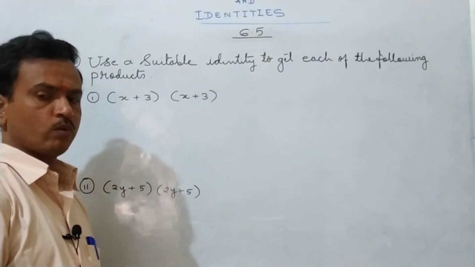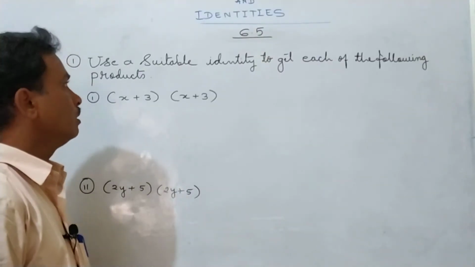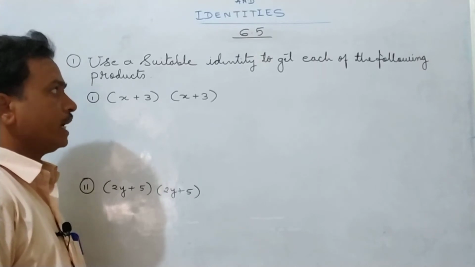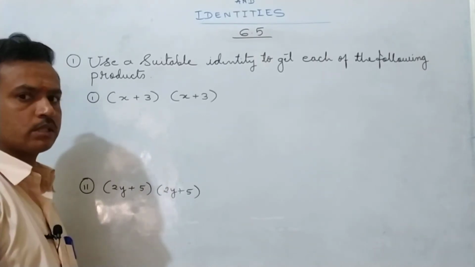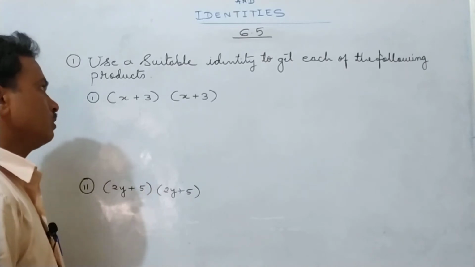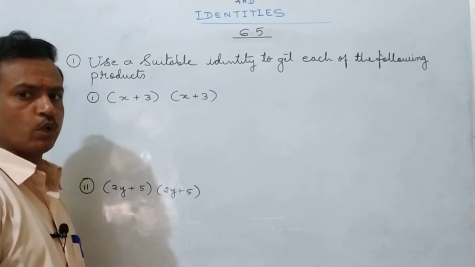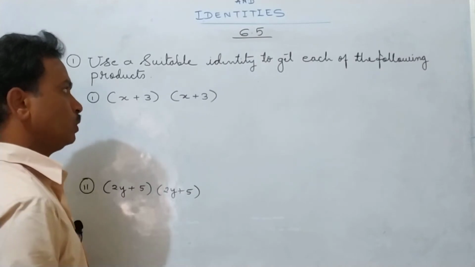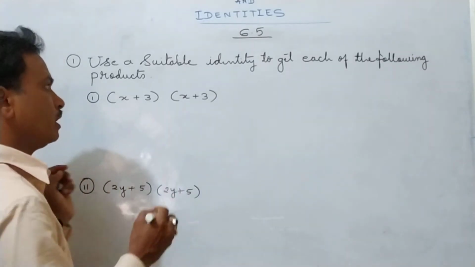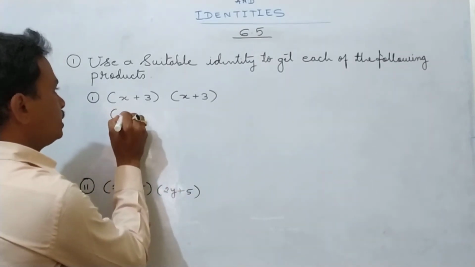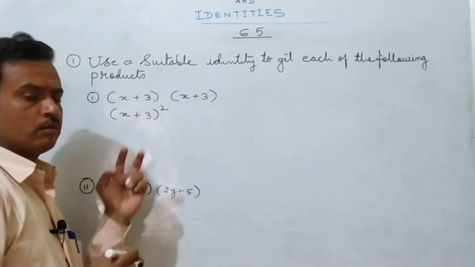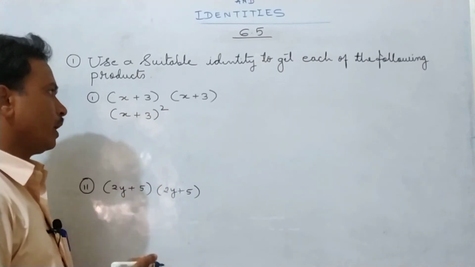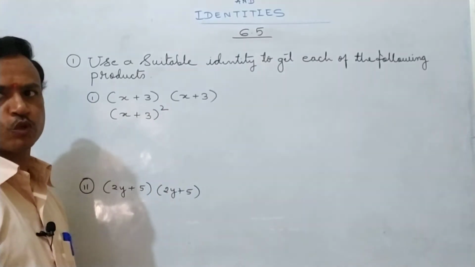Exercise 6.5. First main question. Use a suitable identity to get each of the following products. So in this first question, x plus 3 into x plus 3. The given question can be written as x plus 3 the whole square, because 2 times are here, so you should take x plus 3 the whole square.